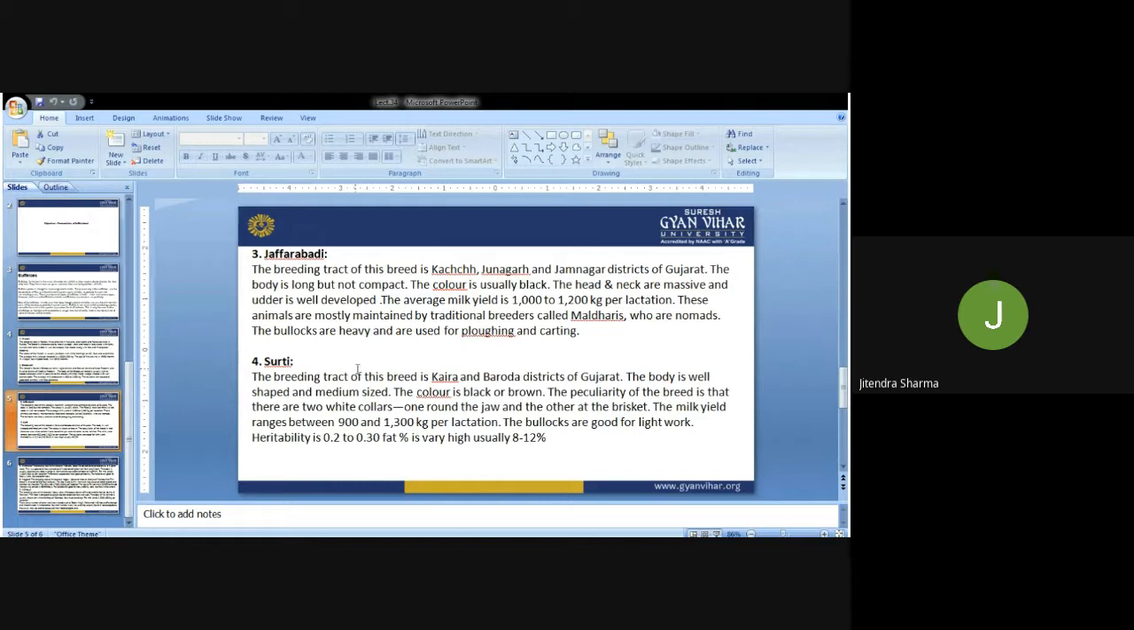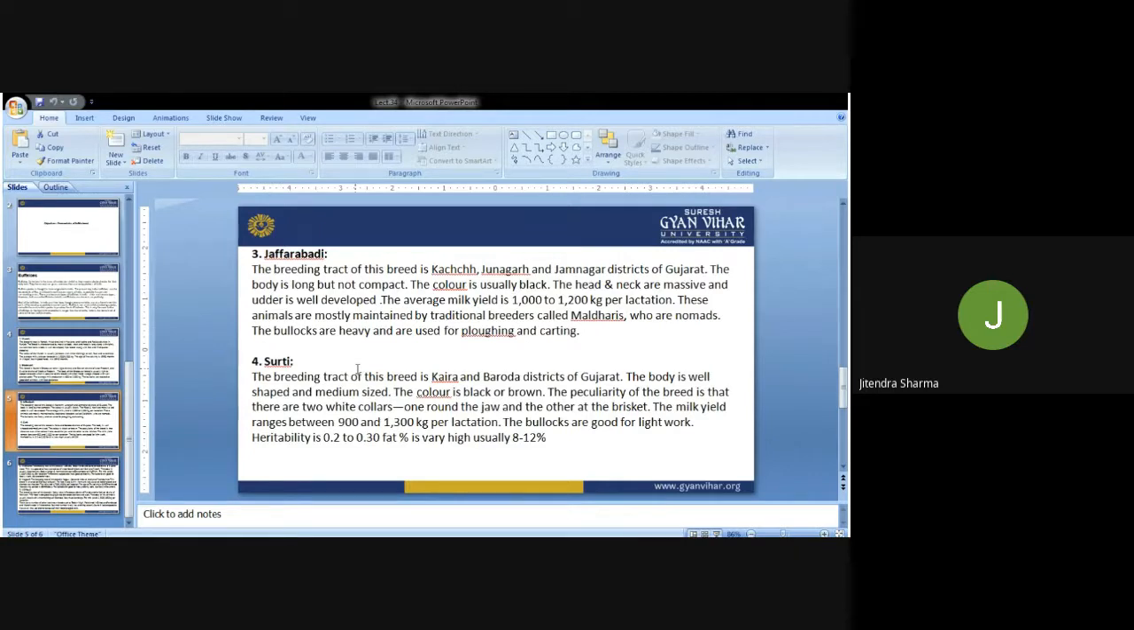Now the fourth breed, which we call the Surti. Its name itself tells where it belongs. The breed belongs to Kheda and Baroda districts of Gujarat. The body is well shaped and medium sized. The color is black brown. The peculiarity of the breed is that there are two white collars, one around the jaw and the other on the brisket. The milk yield ranges around 1000 kg per lactation. The bullocks are good for light work.